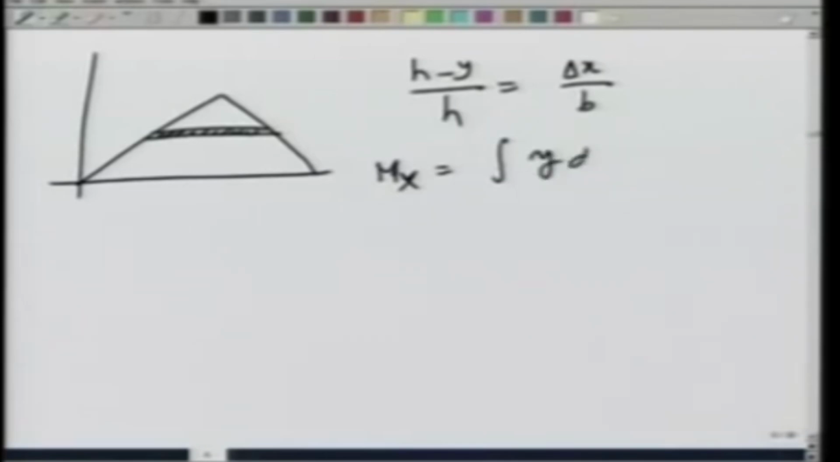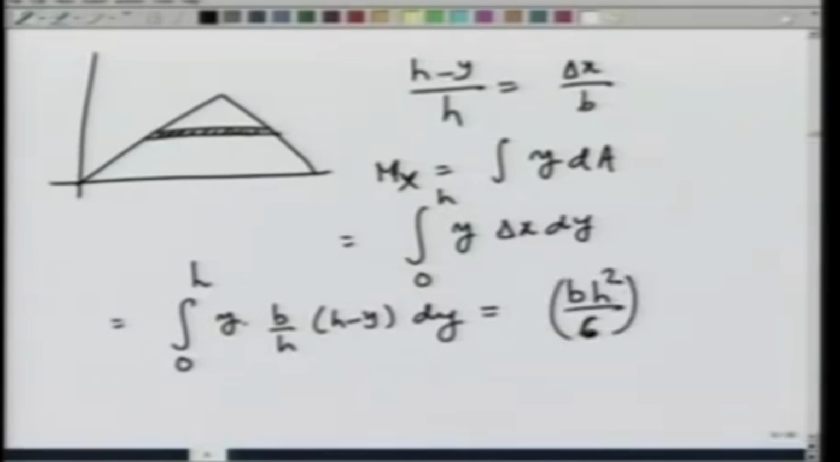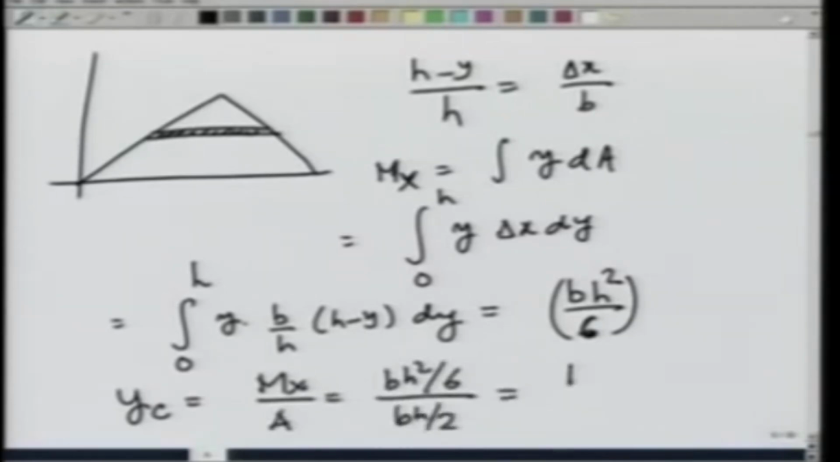and m x is going to be equal to y dA, which I can then write as y delta x dy, y varying from 0 to total height h, and this comes out to be y delta x is b over h, h minus y dy, and you do this, this comes out to be b, y varies from 0 to h, this comes out to be b h square over 6, and therefore y c is going to be m x divided by the total area, which is b h square divided by 6 over b h divided by 2, which comes out to be h over 3.